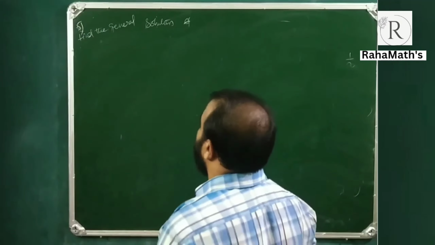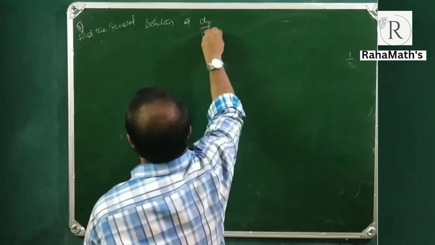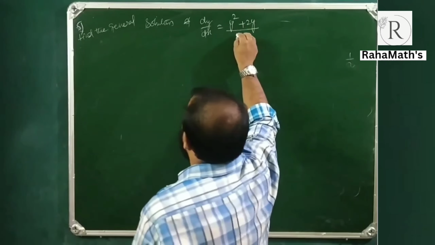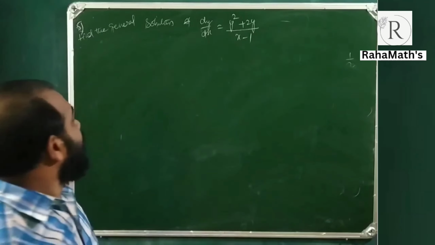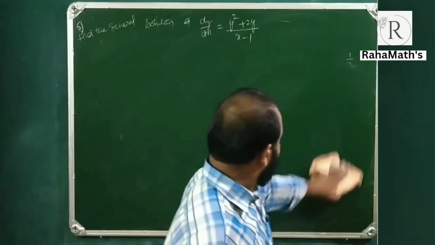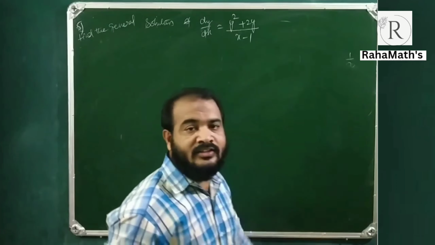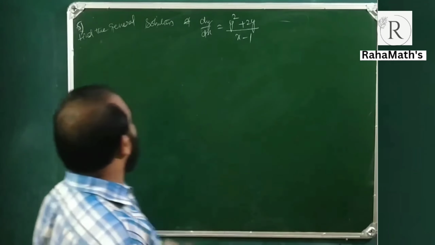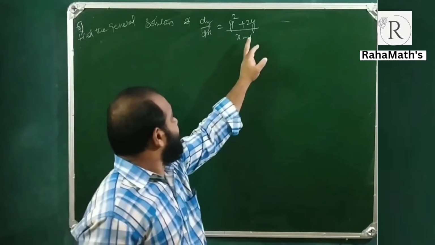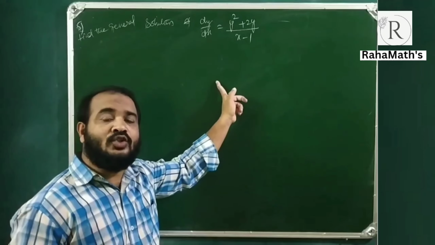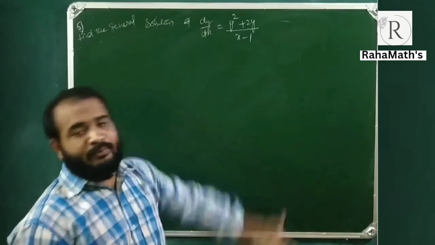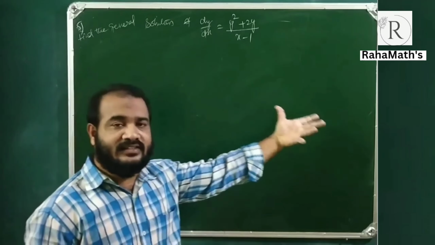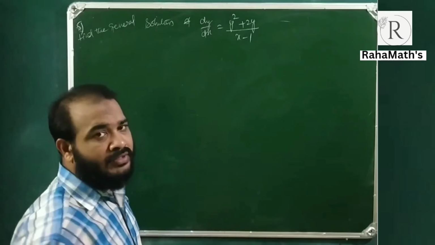Find the general solution of dy by dx is equal to (y² + 2y) by (x − 1). Again in this question also, he is asking to find the general solution. So first of all, can we express this into the variable separable method or not? Obviously, because the whole equation is in terms of just x and y, we can separate the variables easily.